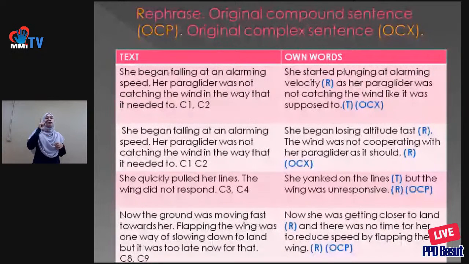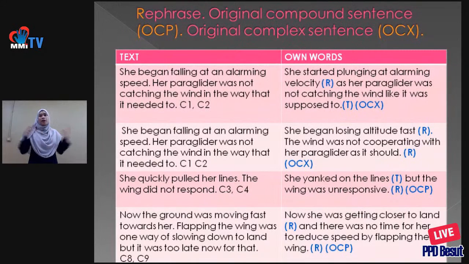You have the words, you have the language, okay, so you can use that. Okay, kalau awak tak pandai, tanyalah, buat je lah yang ni je lah. Jangan nanti awak tukarkan nanti terus salah. Okay, we don't want that. If you are very confident with your word, with your language, then you can do this. Okay, nampak? Kita tukar macam ni. She started plunging at alarming velocity. Hebat tu. Okay, that is rephrase.